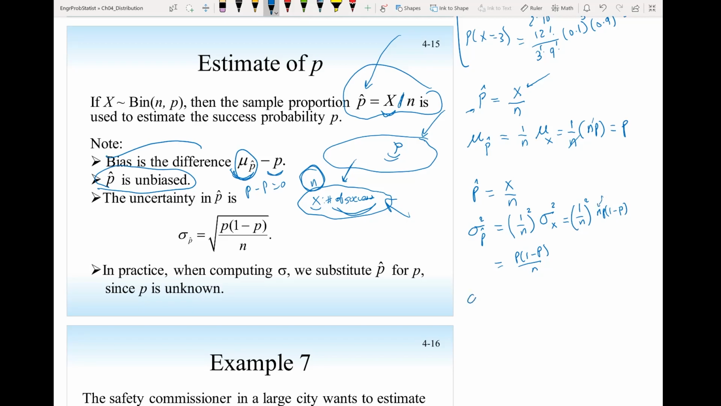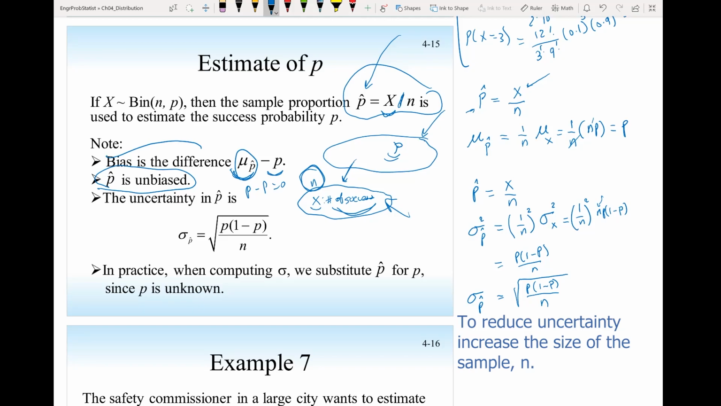And the standard deviation, which is the uncertainty of the estimate of the probability, will be the square root of the variance. So that will be the square root of p times 1 minus p over n. That's the uncertainty. So we may find p hat to be 0.4. Then the uncertainty will be plus or minus something. And that's what we mean by the uncertainty.